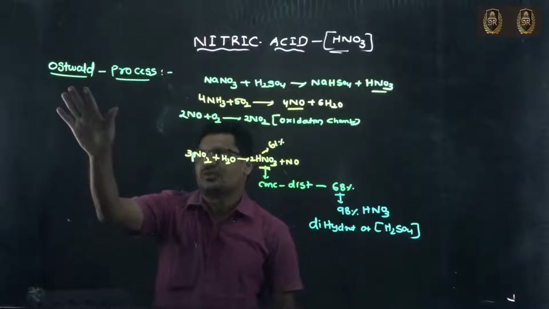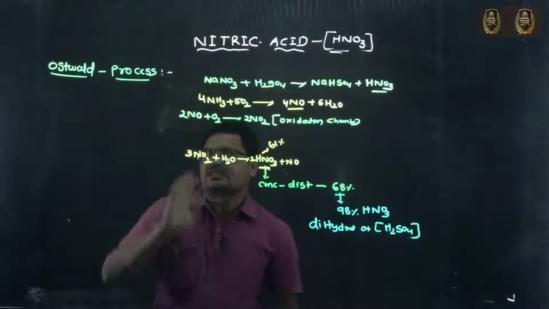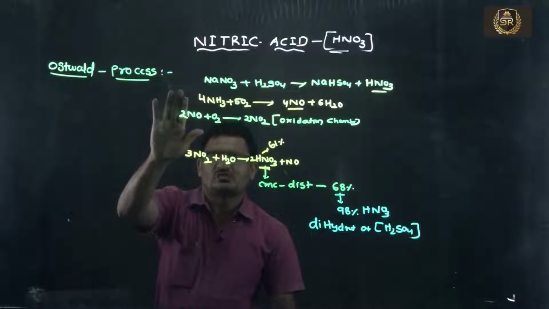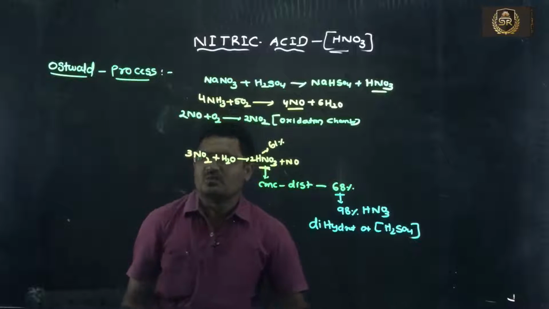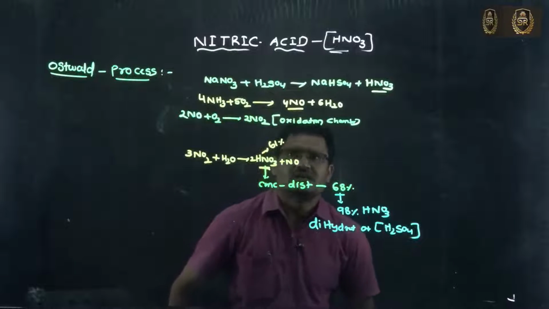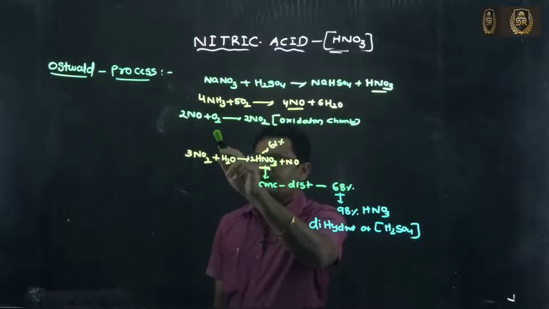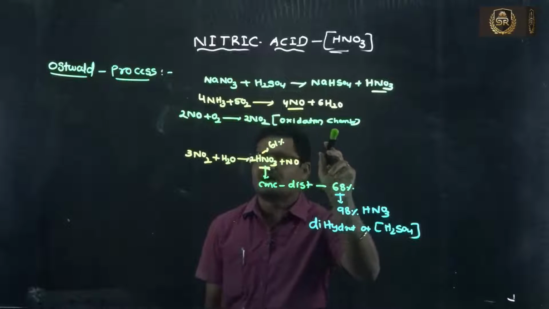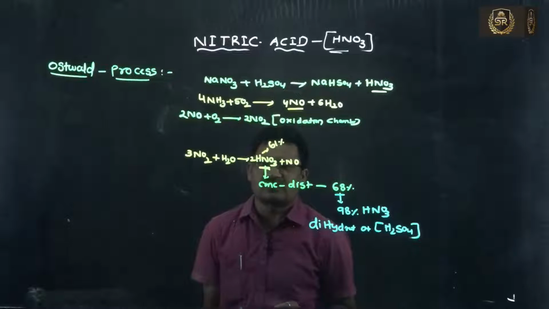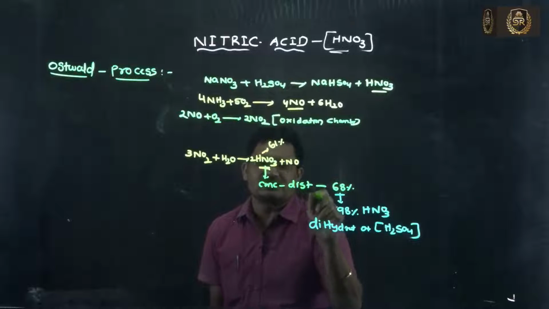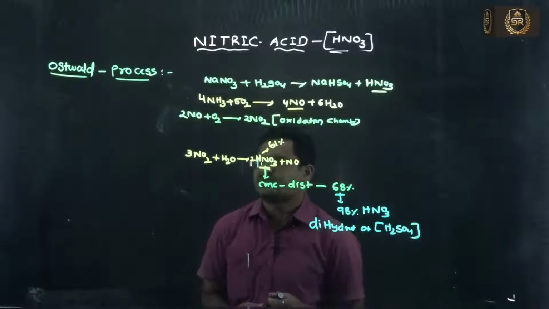This is the Ostwald process. NaNO3 with H2SO4 gives HNO3. Nitric acid can be prepared by two processes, the Ostwald process and the Birkeland-Eyde process. What is the Ostwald process? Ammonia in a 4:5 ratio with oxygen in the presence of platinum gauze gives nitrogen monoxide. This nitrogen monoxide is oxidized with oxygen to get nitrogen dioxide, formed in the oxidation chamber. That nitrogen dioxide is sprayed with water to get HNO3. This HNO3 contains 61%, is concentrated by distillation to get 68%, and 98% is formed by dehydration with concentrated sulfuric acid.